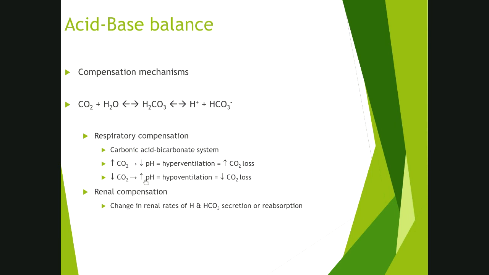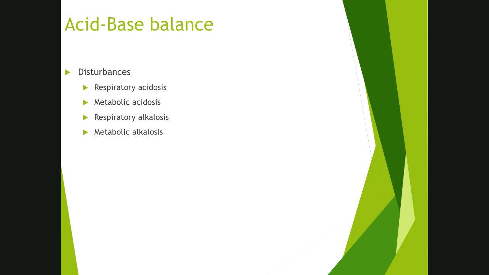So here is our respiratory mechanism. We can breathe faster or breathe slower to create the problem, and then we do the opposite to fix the problem. That's basically the way it works. Okay. Now, here are some acid-base disturbances, some balance disturbances, and this is the last thing that we're going to take a look at here today.